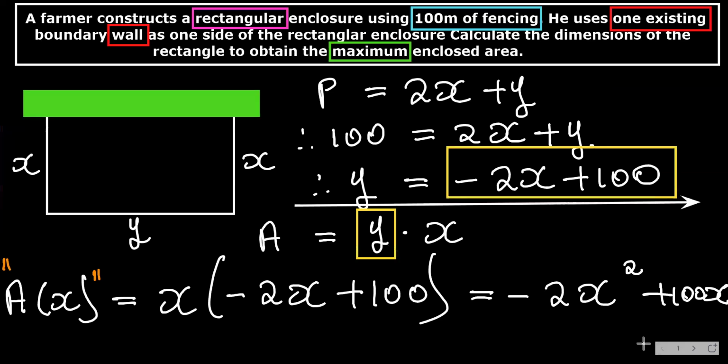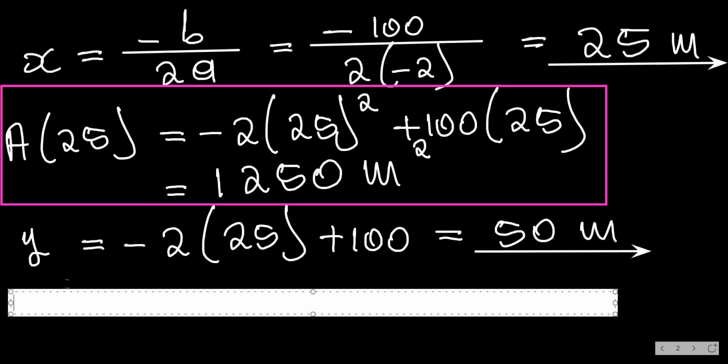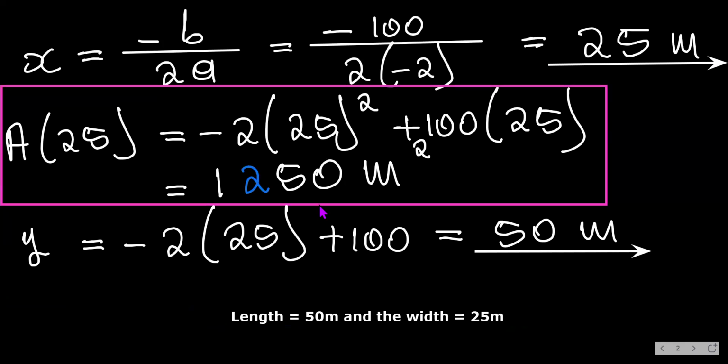But in the original statement, you didn't have x, and you also didn't have y. And the question didn't ask you to find x and y. It said find the dimensions. So this means now you must tell them that the length must be 50 meters and the breadth or the width must be 25 meters. Those are the dimensions that will maximize the enclosed area of the farmer.